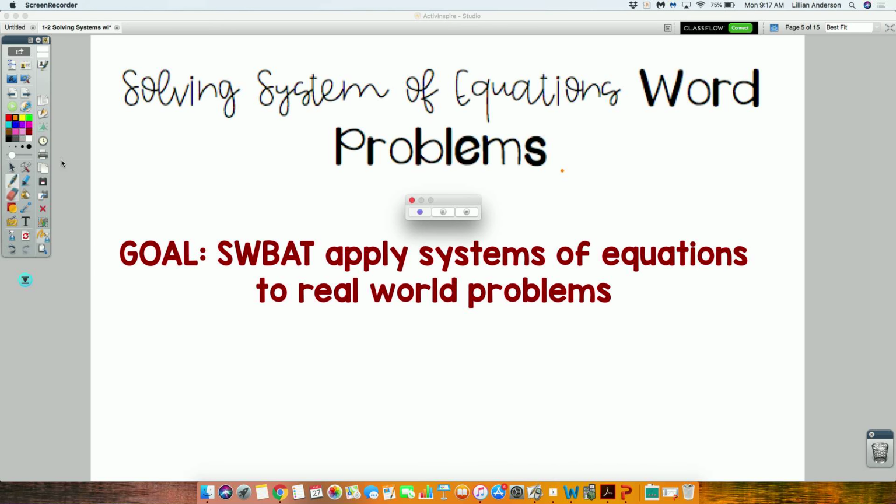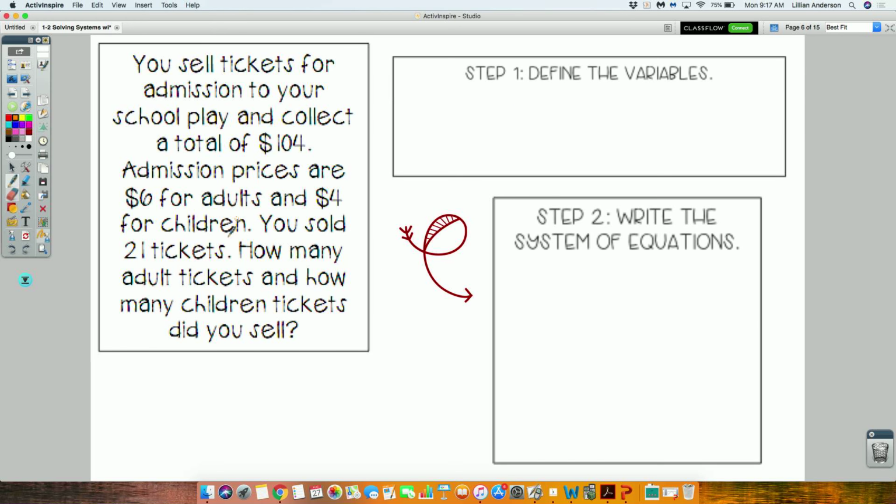All right. So here's an example that we're going to work with, and we're going to break it down step by step. You sell tickets for admissions to your school play and collect a total of $104. Admission prices are $6 for adults and $4 for children. You sold 21 tickets. How many adults and how many children tickets did you sell? So that's the question. And now you have to break it down.